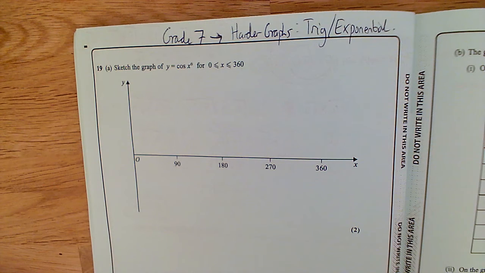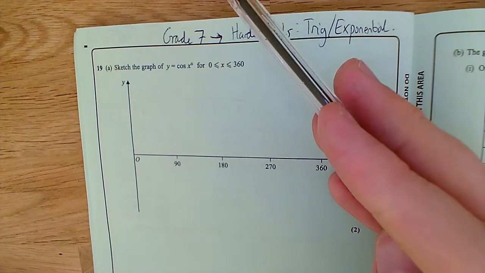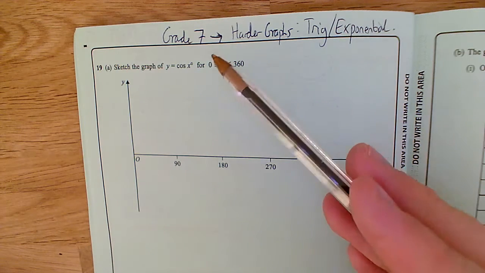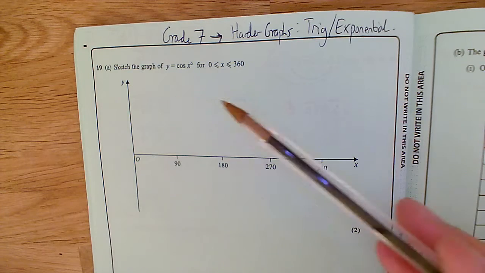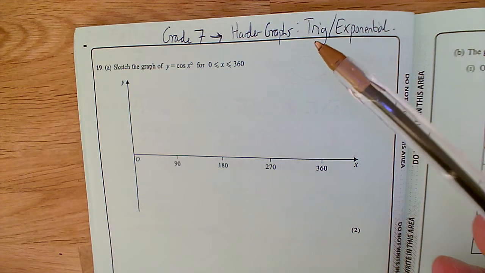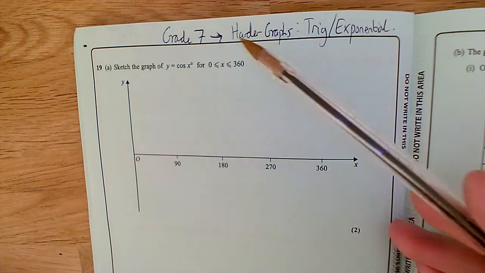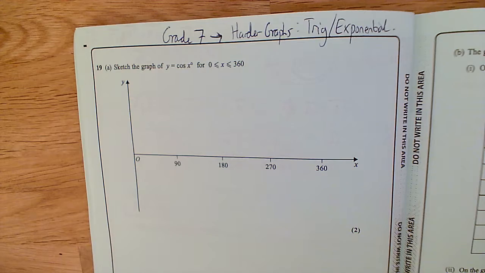Okay, with question 19, at the top of the page for both of these, I've put where on Maths Genie you can find the bits that will help you with this, because trig graphs goes right back to Year 10. We haven't really looked at it this year, so if you've forgotten everything on that, we could do with revising it in class, but in the meantime, go to the Maths Genie website, Grade 7, and there's a topic called harder graphs, trig and exponential.